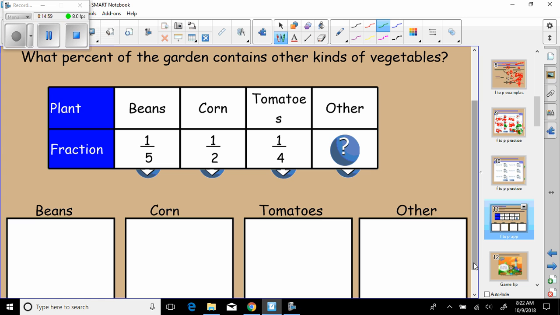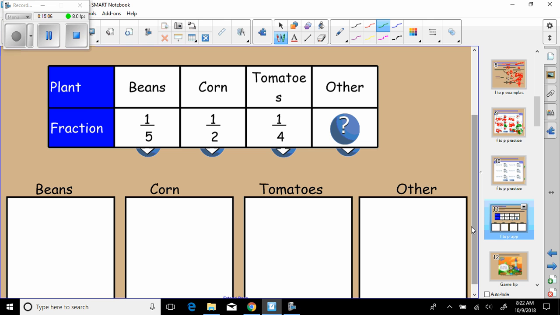Now I want you guys to try these on your own. Try all 4 of them on your own. And then come back and check it. And you're doing it the same exact way. All right, so welcome back. So you have 1/5 equals how many 100s? Okay, 5 times, we know that 5 times 20 from the last one is 100. And then 1 times 20 is 20. Therefore, the beans, the garden is 20% beans.